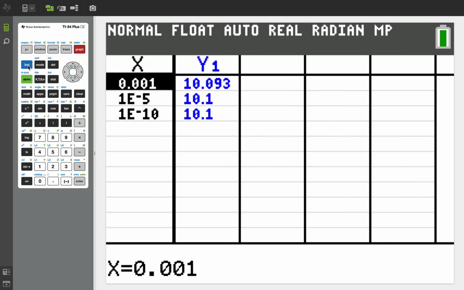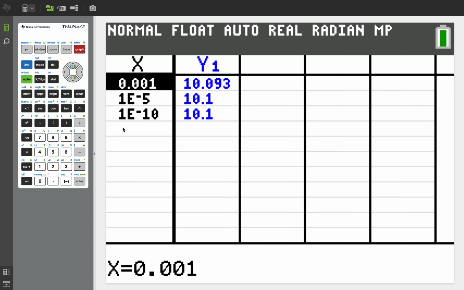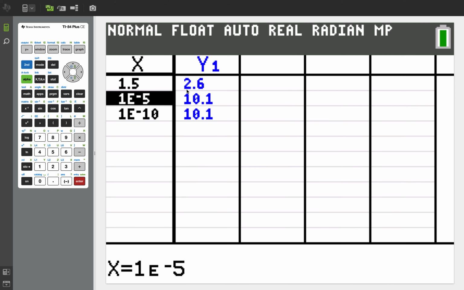actually I've already changed this, but let me show you. If you go second window for table set, you can actually change the independent variable to ask. So second window above it says table set, and if you hit ask, the nice thing is you can put any value into your table. So for example, I might do 3/2, and there's my value right there, 2.6. Okay, so these are from earlier. I did these earlier. So that's one way.